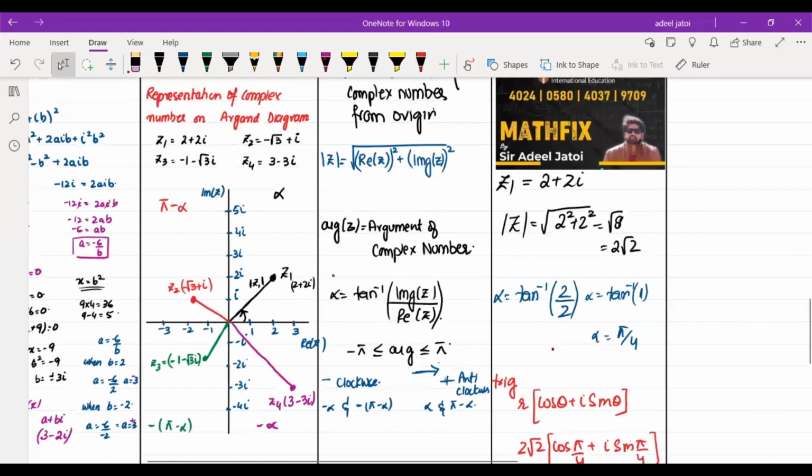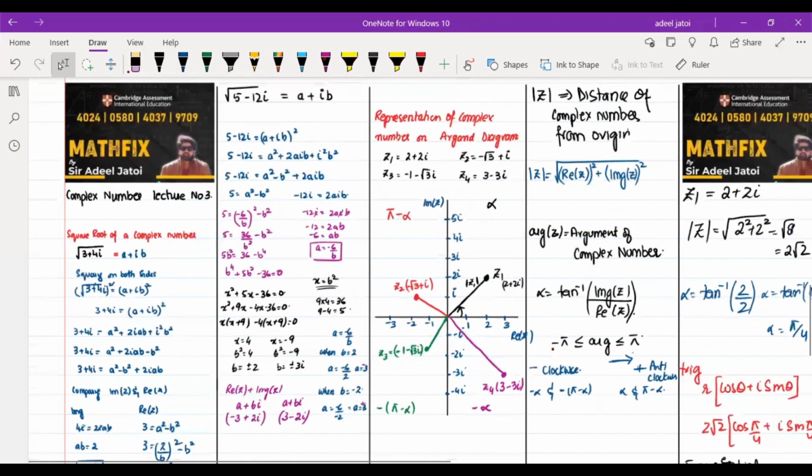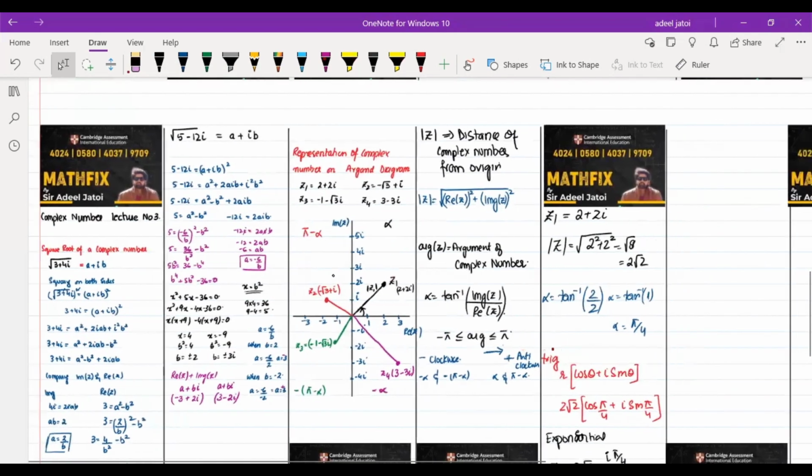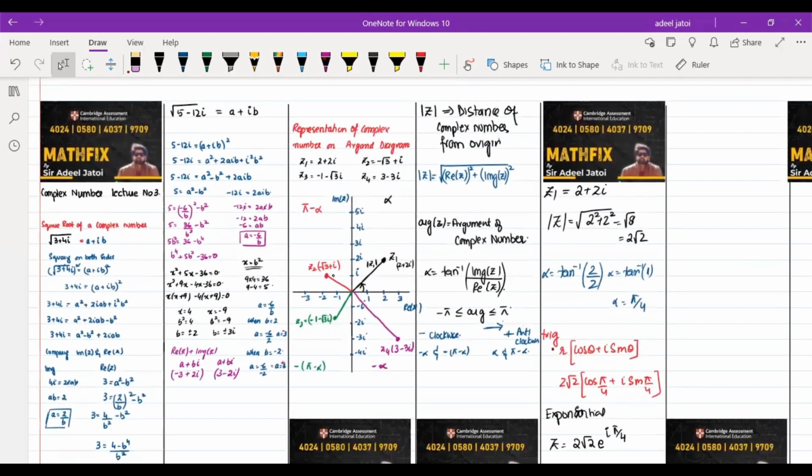We will be continuing this in lecture number 4 using Z2, Z3 and Z4 data to make sure that we change Z2, Z3, Z4 into the trigonometric form, the polar form and the exponential form, finding out the length, the modulus and also the angle of the second quadrant, of the third quadrant and of the fourth quadrant, but using what? Anti-clockwise rotation for the second quadrant and clockwise rotation for the third and the fourth quadrant. Thank you.